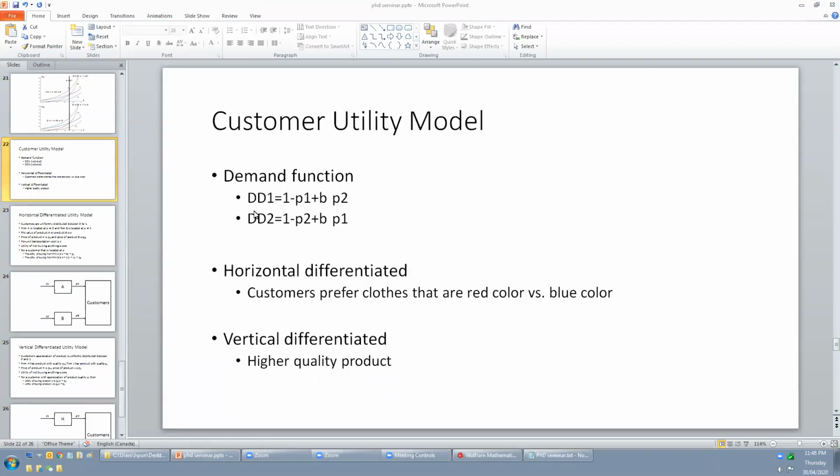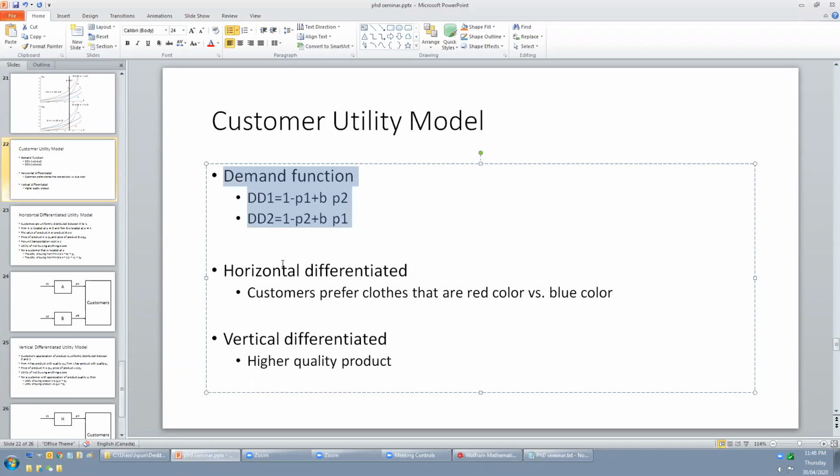So last time we talked about a demand model that looks like this. D1 equals 1 minus P1 plus BP2. D2 equals 1 minus P2 plus BP1. What I want to do this time is to show you a customer utility model.